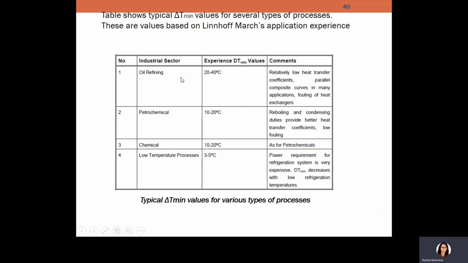So for oil refining processes, generally they use 20 to 40, petrochemical 10 to 20, chemical processes 10 to 20, and very low temperature processes 3 to 5 degrees. Because the capstone project we are working on is not a low temperature process, you can start with 10 degrees or 15 degrees or 20. But at the end you need to see that your utility requirements are smaller and your area is not very big for your heat exchanger.